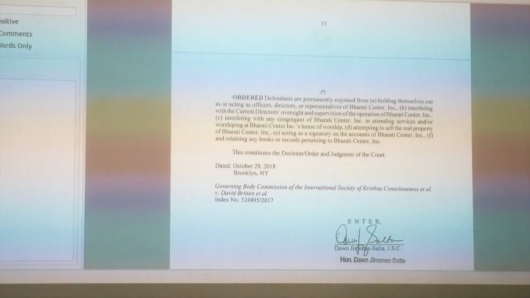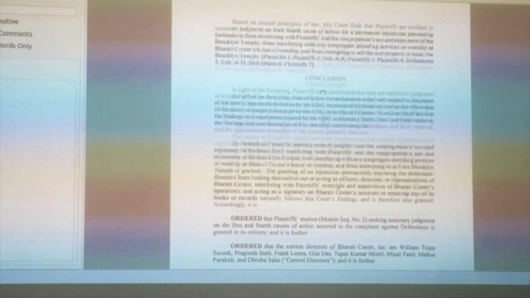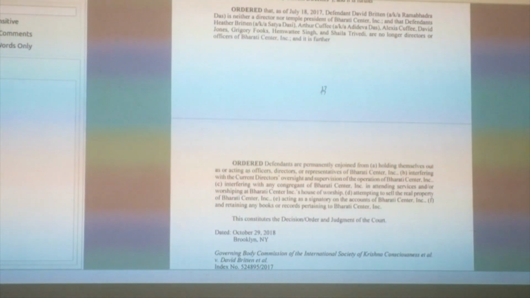C, interfering with any congregant of Bharati Center, Inc. in attending services and or worshiping at Bharati Center, Inc.'s house of worship; D, attempting to sell the real property of Bharati Center, Inc. Oh no, this one's fine, actually. She's really got it right there, and followed it all the way to the end. And F, retaining any books or records pertaining to Bharati Center, Inc. You can't do any of these things. You're enjoined from A, B, C, D, E, and F.